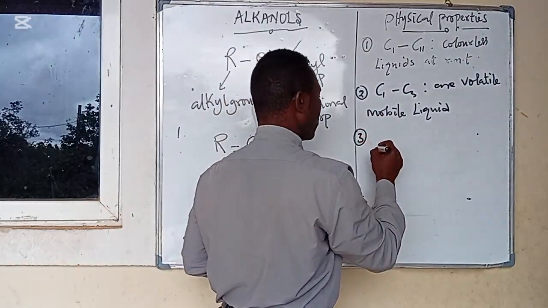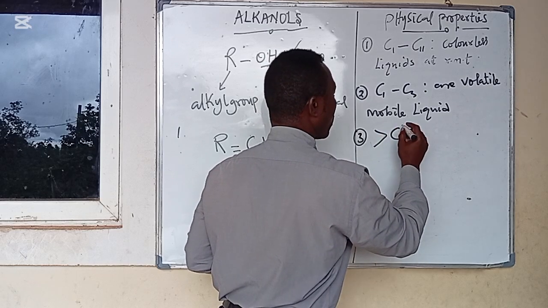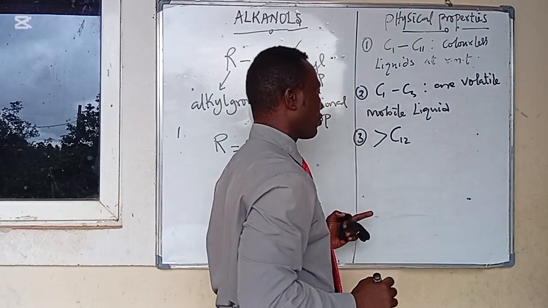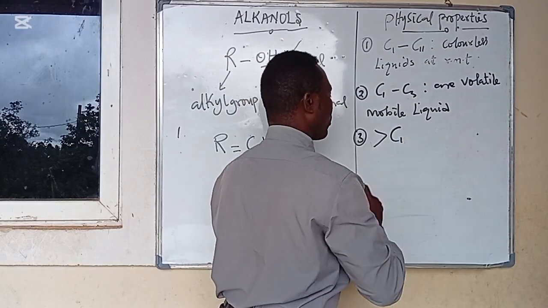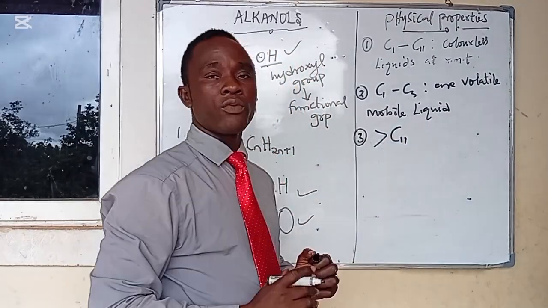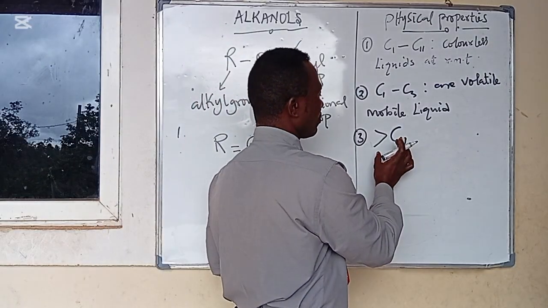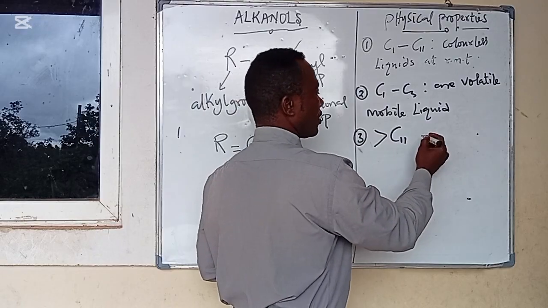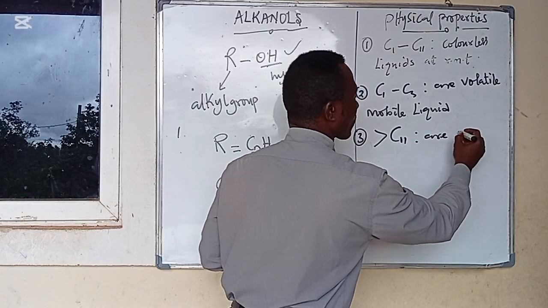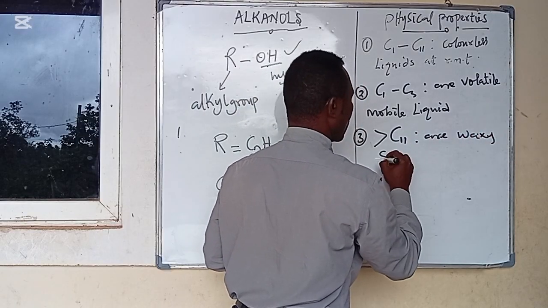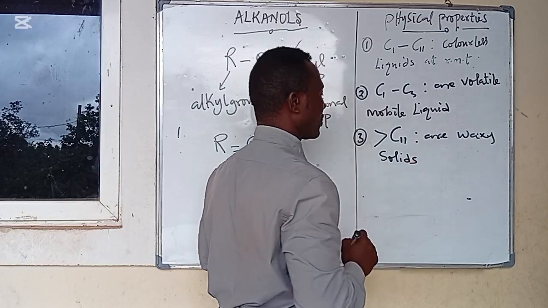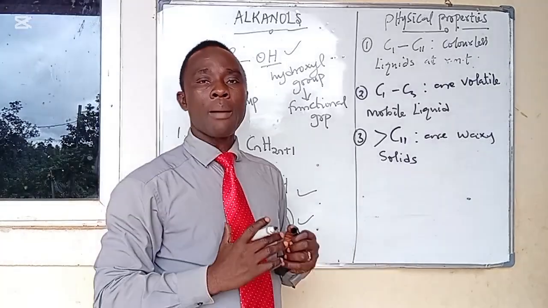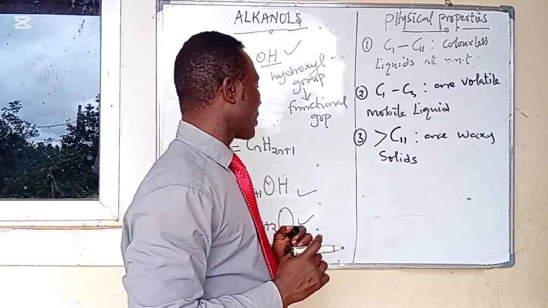Then number 3, greater than C11. We are talking about from C12 and above. So C12 and above simply means greater than C11. They are waxy solids. That is any alkanol that is above C11 is a waxy solid.